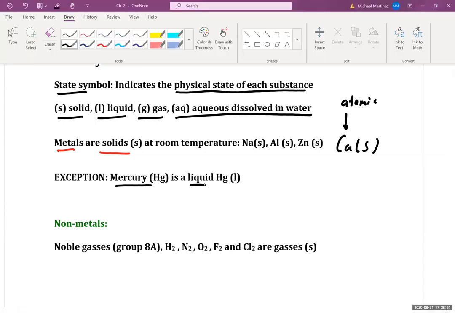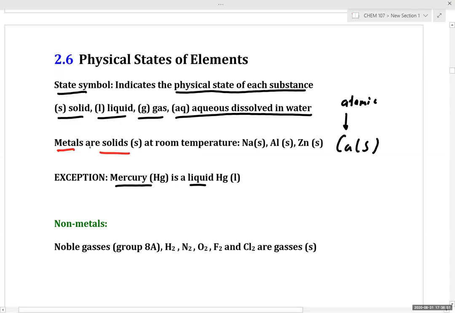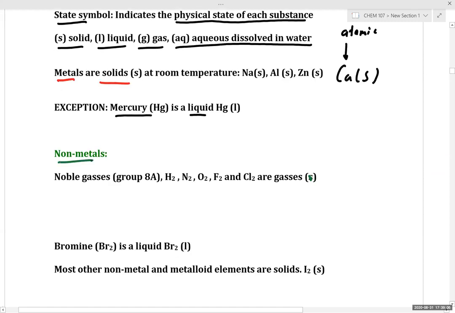Okay, so metals are fairly straightforward. If you had to take a guess, the majority of elements in the periodic table are in fact solids. So for our nonmetals, we have our noble gases, hydrogen, nitrogen, oxygen, fluorine, and chlorine. All of these elements are gases that we'd write with a G symbol. So for example, if we're writing the formula of a noble gas such as neon, it would be written as neon gas. Hydrogen, nitrogen, oxygen, and fluorine, these are all diatomic gases.